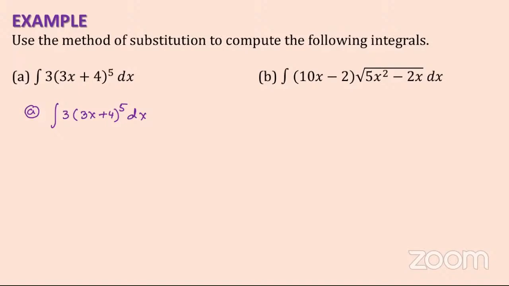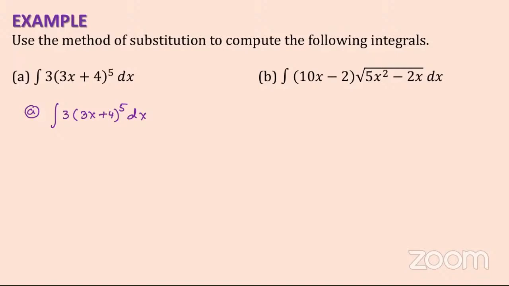If you look at this carefully, what you'll see is this one here, (3x plus 4) raised to 5, is a composite function, right? The inside function is 3x plus 4. The outside function is the power function with the power 5. We have a composite function, and it is multiplied with 3. Do you see that? And what is that 3? That is the derivative of the inside function, right? So the composite function is multiplied with the derivative of the inside function.